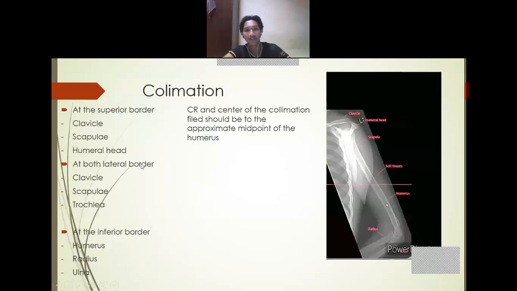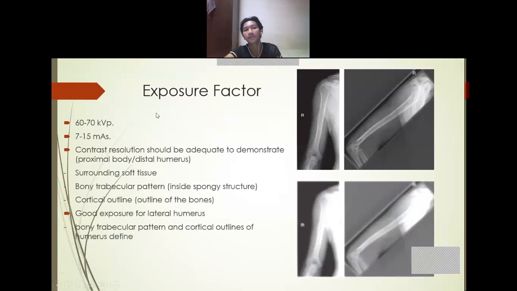At both lateral borders, we need to collimate the clavicle, scapula, and trochlea. At the inferior border, we need to collimate the humerus right here, the radius, it is right here, and the ulna, it is right here. So that's for collimation. Then we go to the exposure factor.